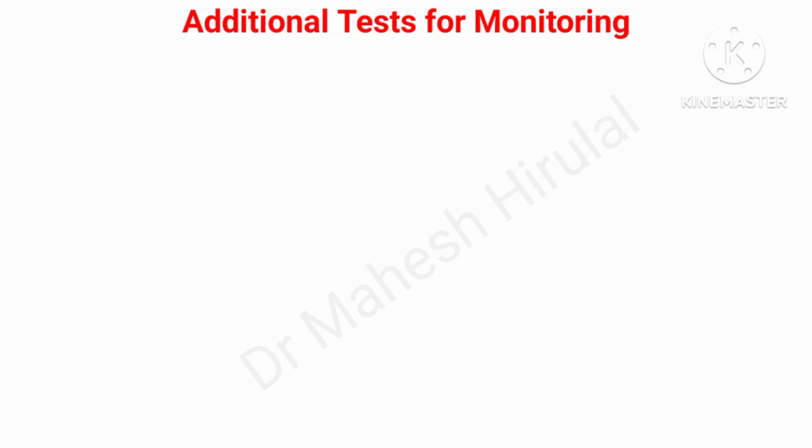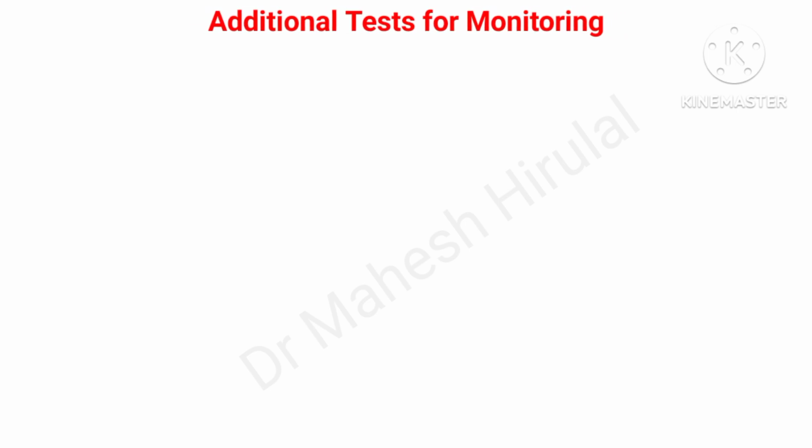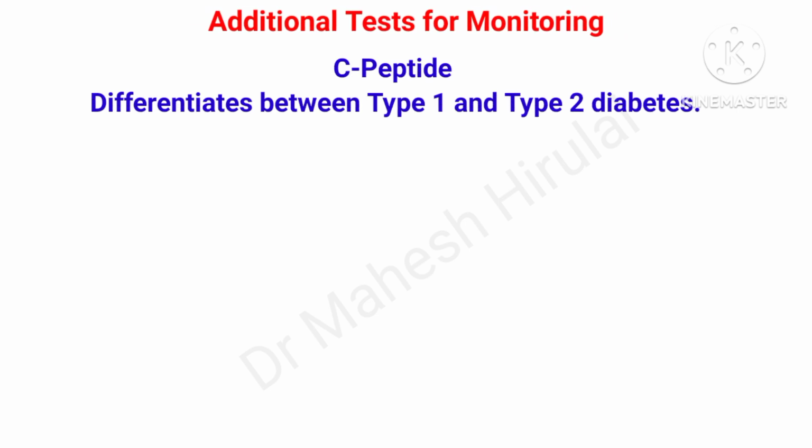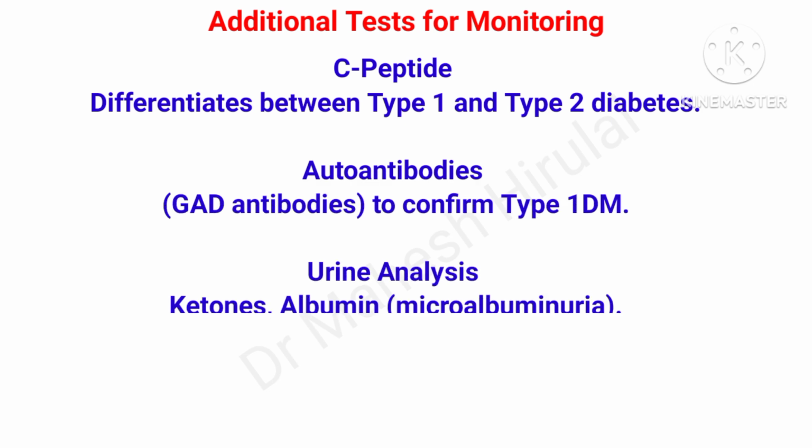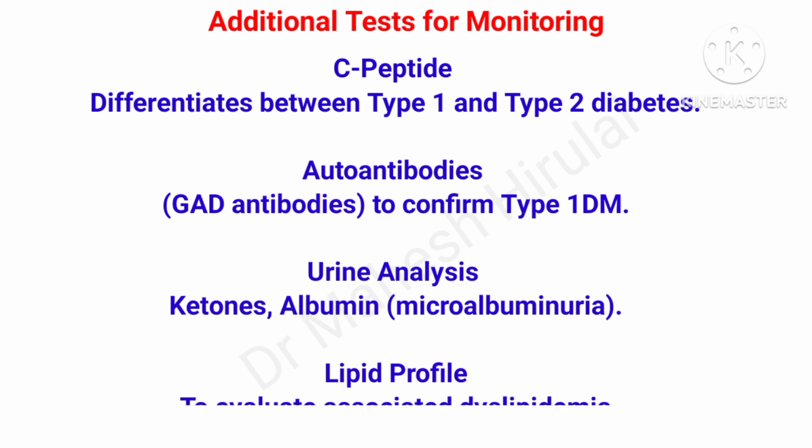Some additional tests can be done in diabetes mellitus. C-peptide is a test to differentiate type 1 and type 2 diabetes. The autoantibodies can be examined to confirm type 1 diabetes. Urine for ketone bodies and albumin can be examined to diagnose complications of diabetes mellitus. Lipid profile can be estimated to evaluate the association of dyslipidemia with diabetes mellitus.